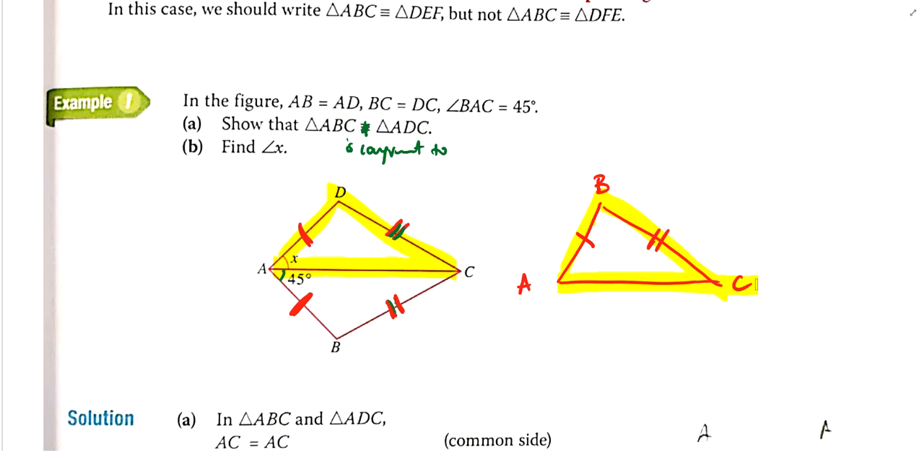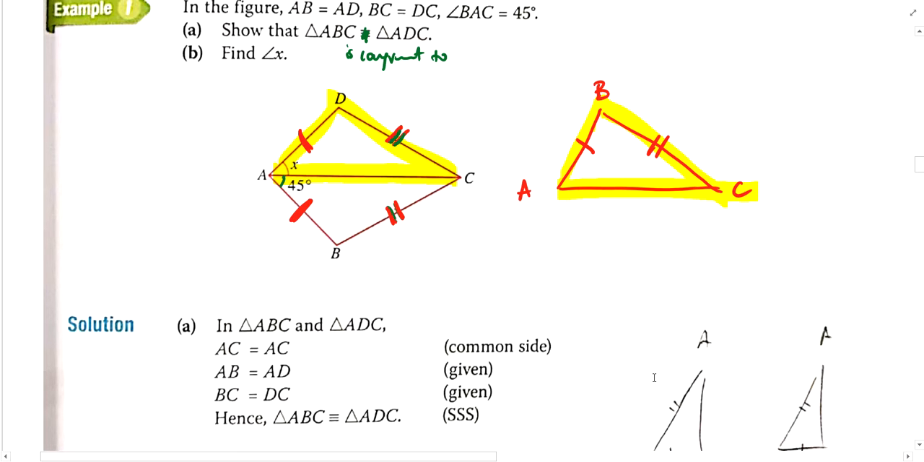Now, because I only have two sides that I've proven are the same, can I use my SSS test? Can or cannot? Cannot. I need three sides. I've got one side, two sides. Where's my third side? AC. Now, how do you prove that AC is the same? We call it a common line. This is a keyword you need to know. AC and AC are the same because it is the common line, the same line. So in the solution, they say, in these two triangles, AC is equal to AC. Write down the reason: common line.